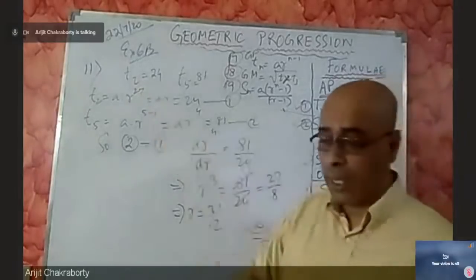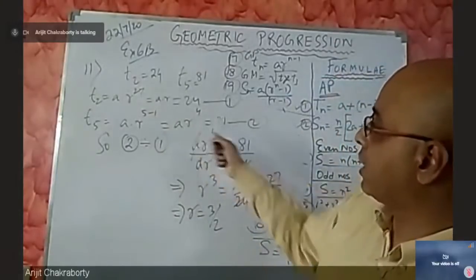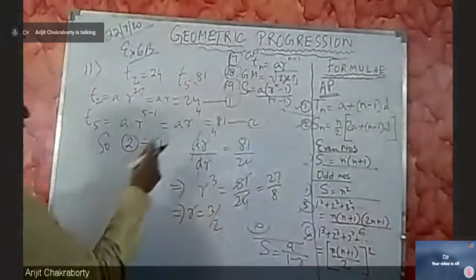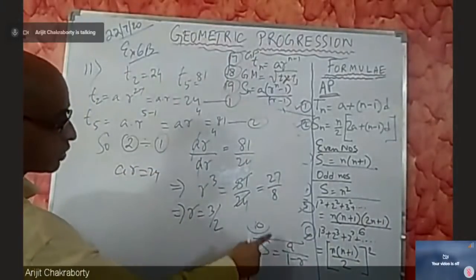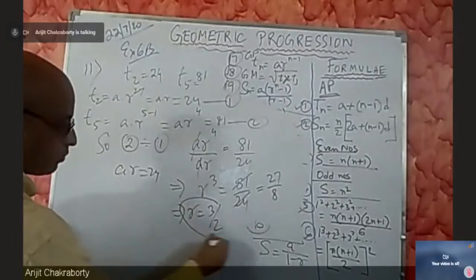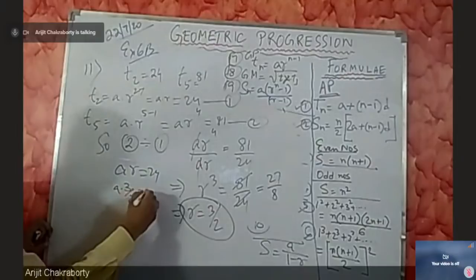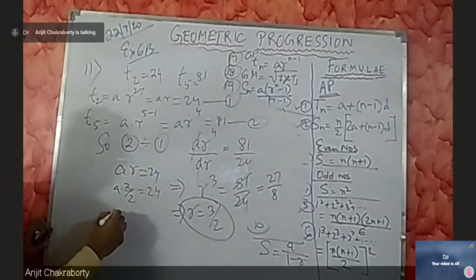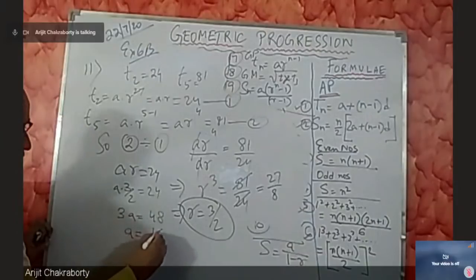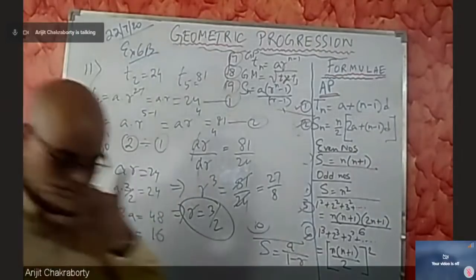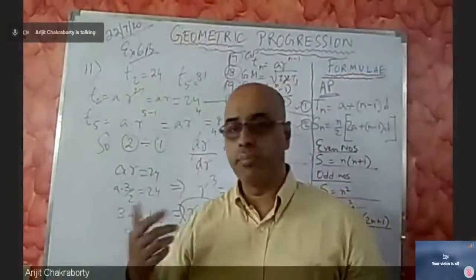We know a r is 24. Sorry, a r is 24. And r we have got is 3 by 2. So a into 3 by 2 is 24. That means 3a is equal to 48. So a is equal to 16. So we have got a equal to 16 and r equal to 3 by 2.